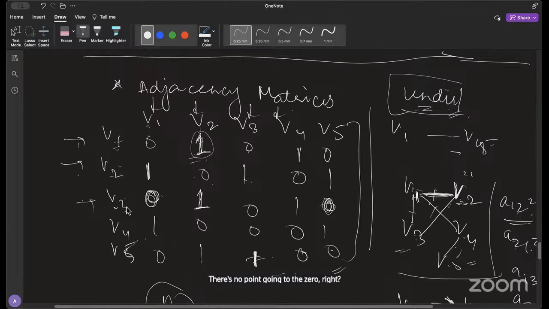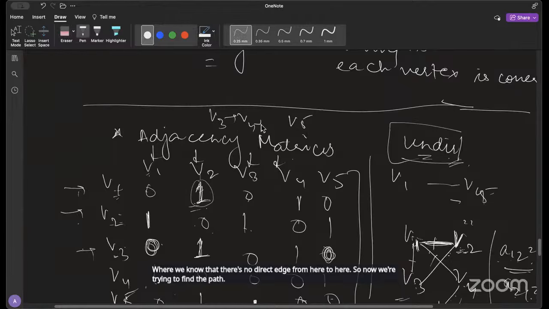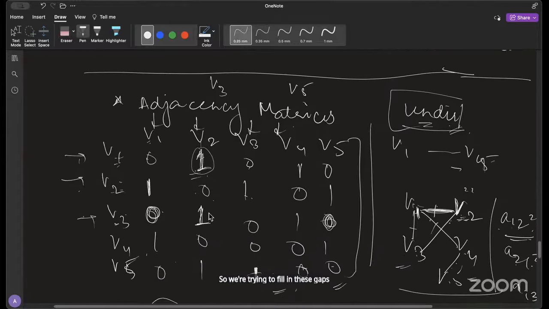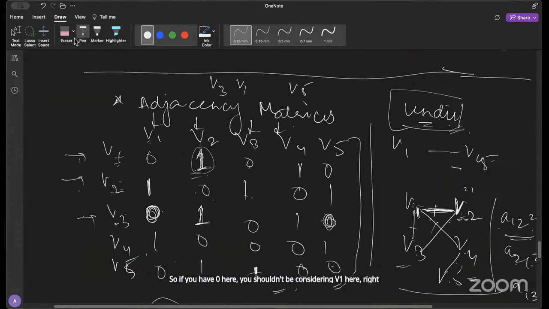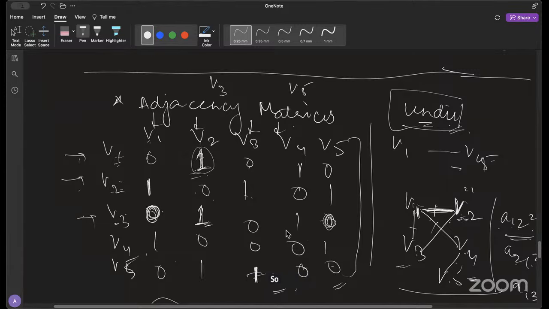I hope you understand why. We're trying to find reachability from V3 to V5, where we know there's no direct edge. So now we're trying to find the path. Can we have V3, V4, V1, and then V5? We're trying to fill in these gaps here. If you have 0 here, you shouldn't be considering V1, right? Because there's no edge from V3 to V1. So you should be considering these ones.